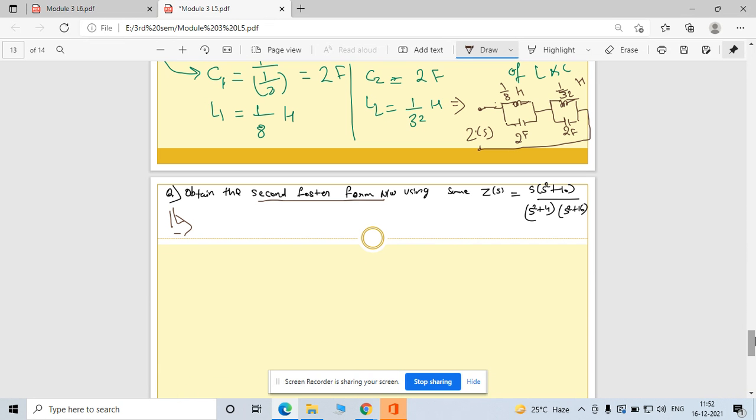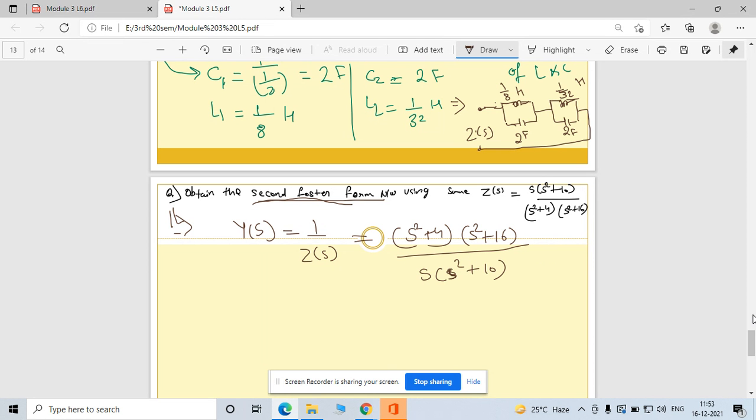Simple, you have to first of all identify which function is given to you. Here the impedance function is given, but you are talking about the Foster second circuit, so take the reciprocal of that, so you will get the admittance function, right? Impedance function is given to you, you have to find the admittance function. Simple, take the reciprocal of this. So when taking the reciprocal of this, now see, this is nothing but this function, as s square plus 10.